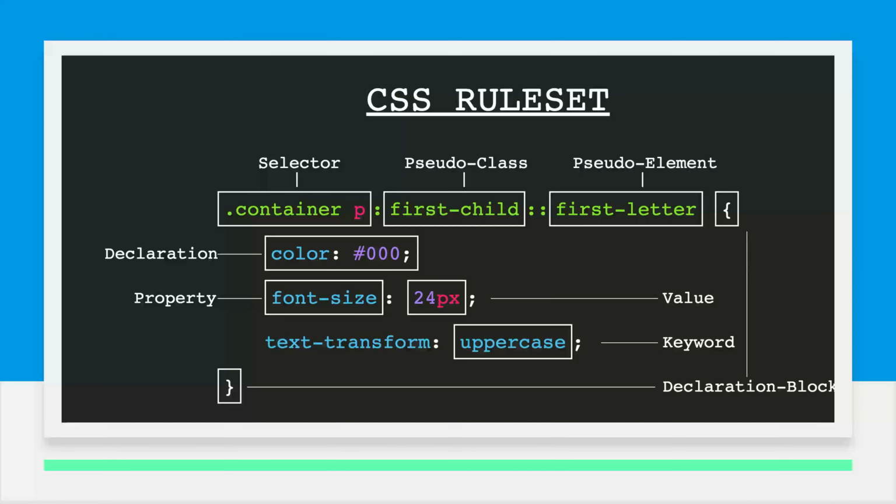CSS rule set. This is what it's called. If you have ever seen CSS before, you would notice that all of this white text around here is not present, and all of these squares around them are not present either. What you see here is just a way for me to show you what these things are called.